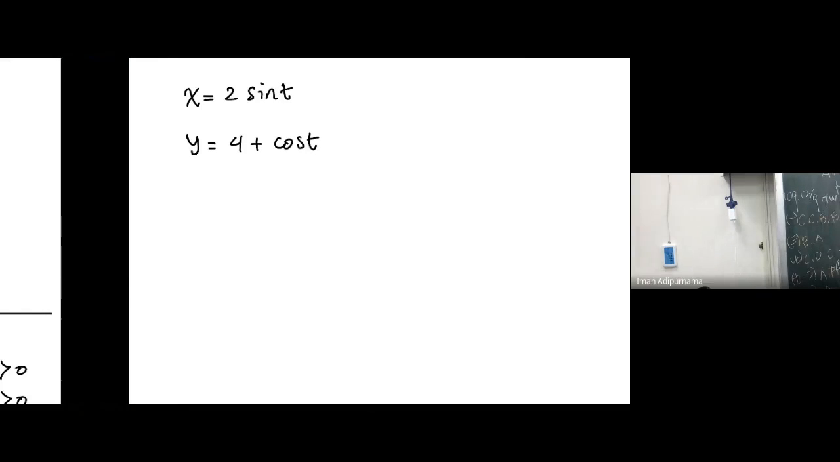I believe the equation yesterday is x equals 2 sine t, right? And y is what? 4 plus cos t, right? Okay. I will tell you, this is an ellipse. And how to rewrite the form? This is actually one of the, I think, very basic standard polar to rectangular or rectangular to polar examples.